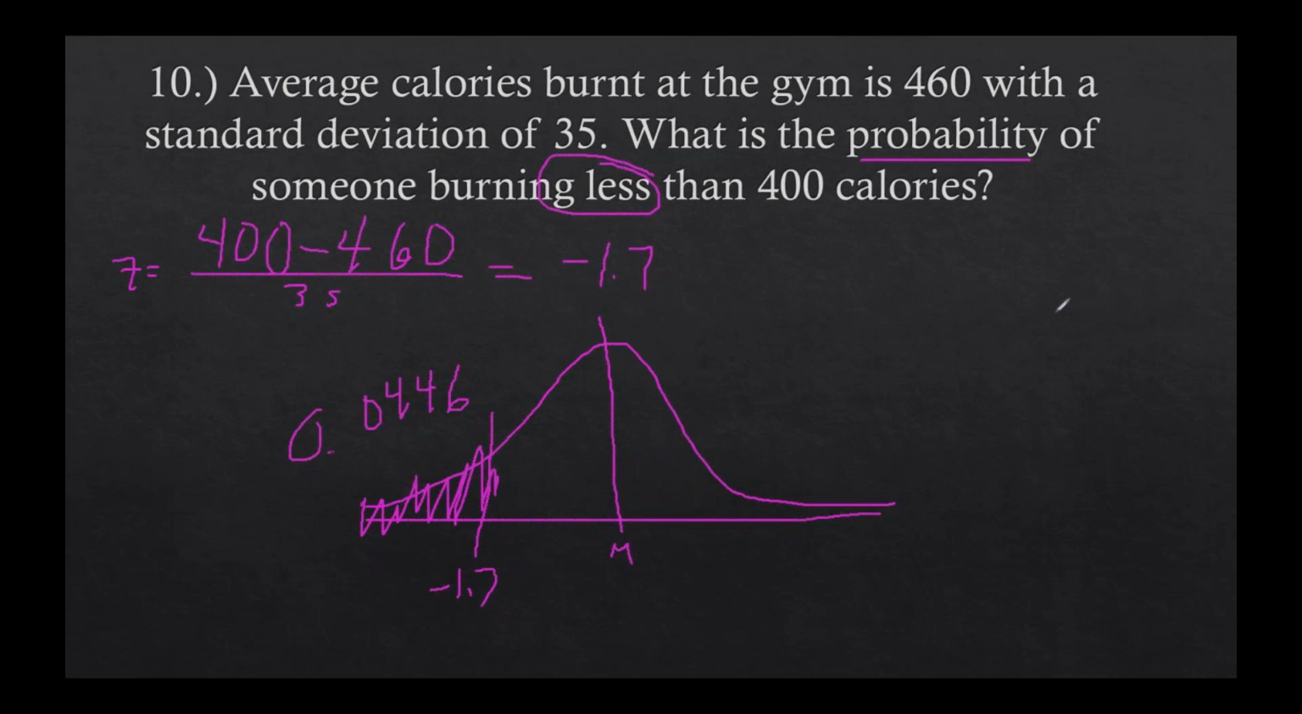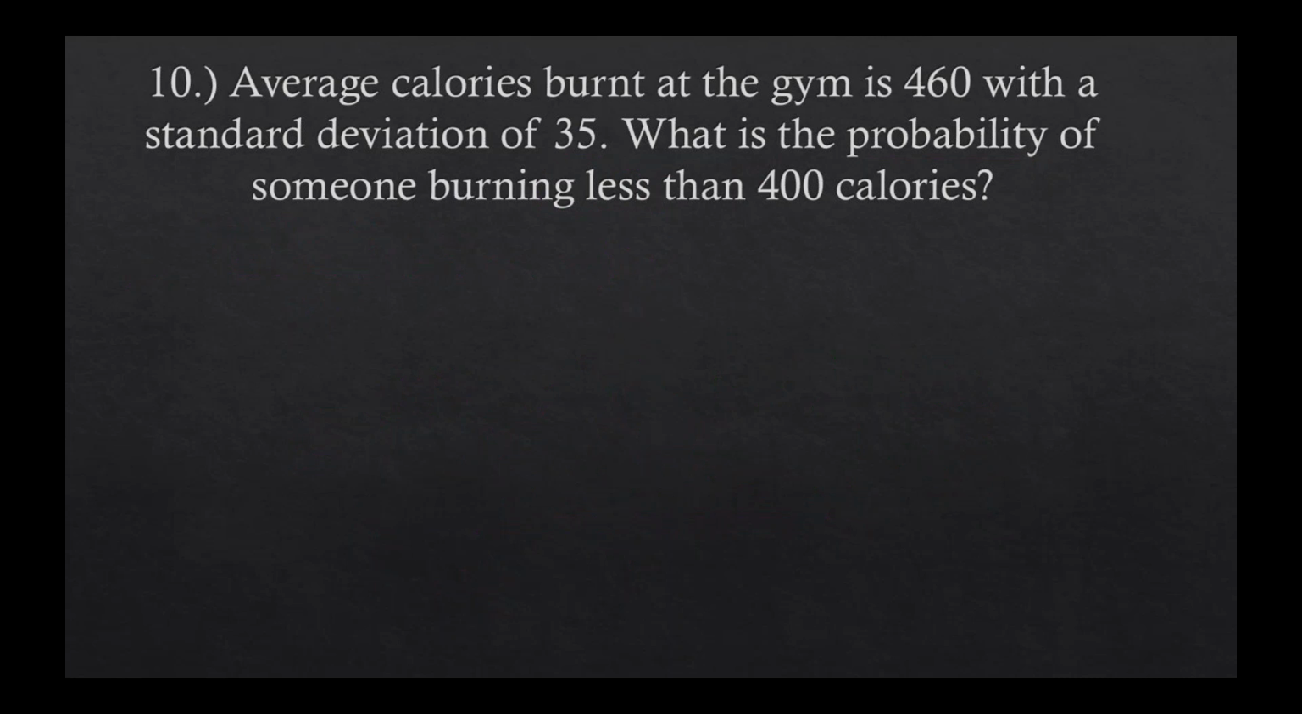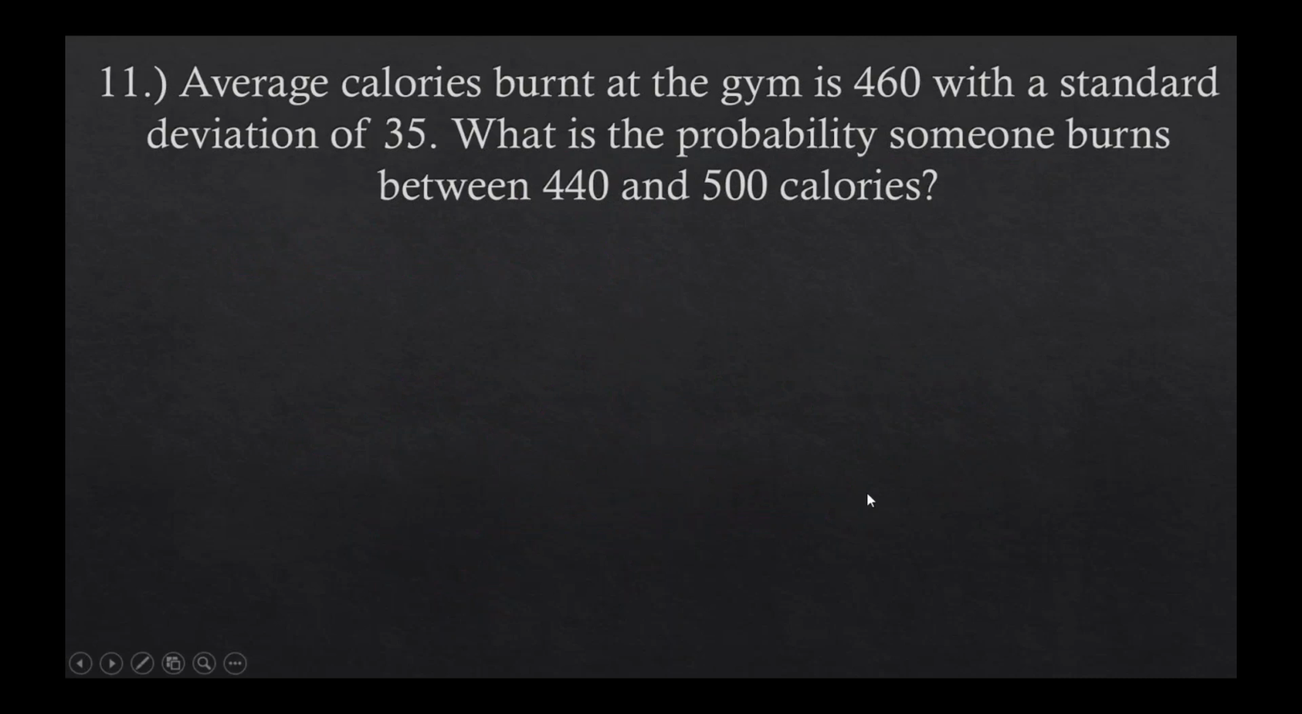Right. And then remember, to find the area on this side, all of this over here, we would just take 1 minus 0.0446, and we would get 0.9554, and that's the area greater than negative 1.7, or more than 400 calories at the gym. Okay. All right. The next problem we are going to do together, because it's a little bit different, and I don't want you to be confused. So this is the last problem of the day, unless you have other questions.